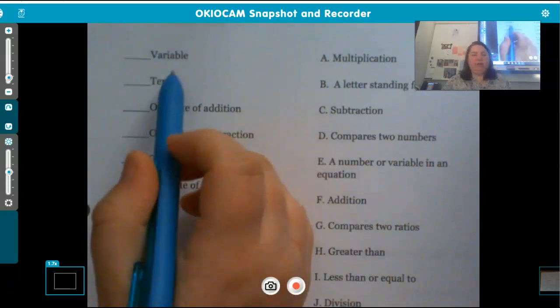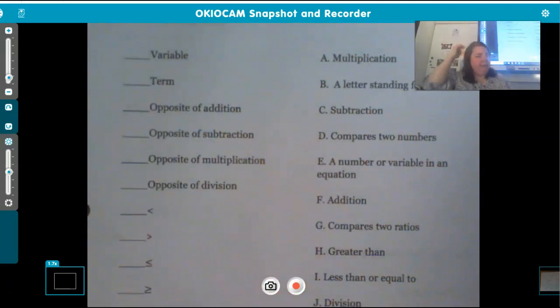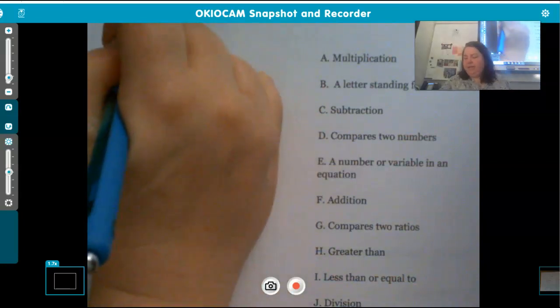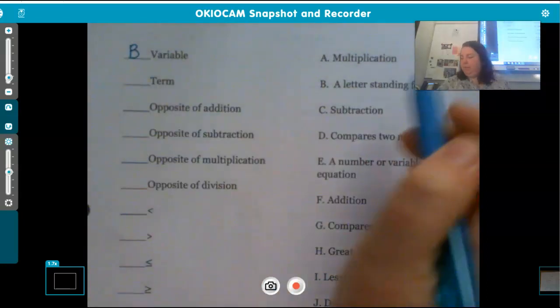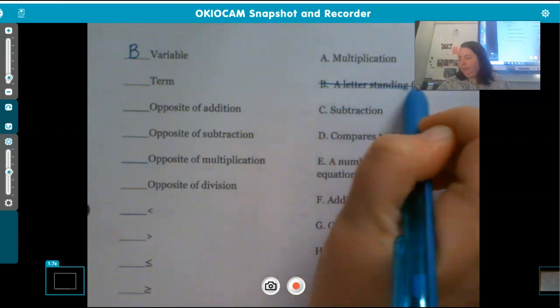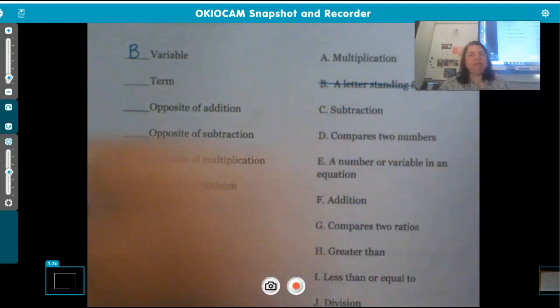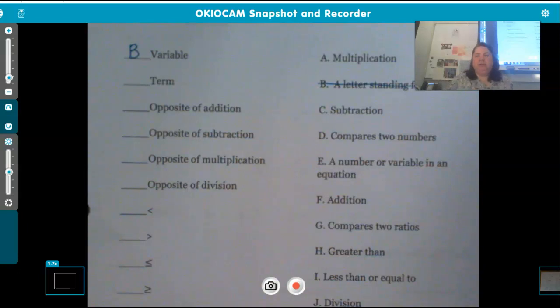All right, so let's look at the first term, variable. Who can tell me what is a variable? Yes, B, a letter standing for a number. I just kept the definition short so it could fit. In other words, sometimes we call that the unknown. We can say it's a letter that stands for a number we don't have, a missing number, etc.